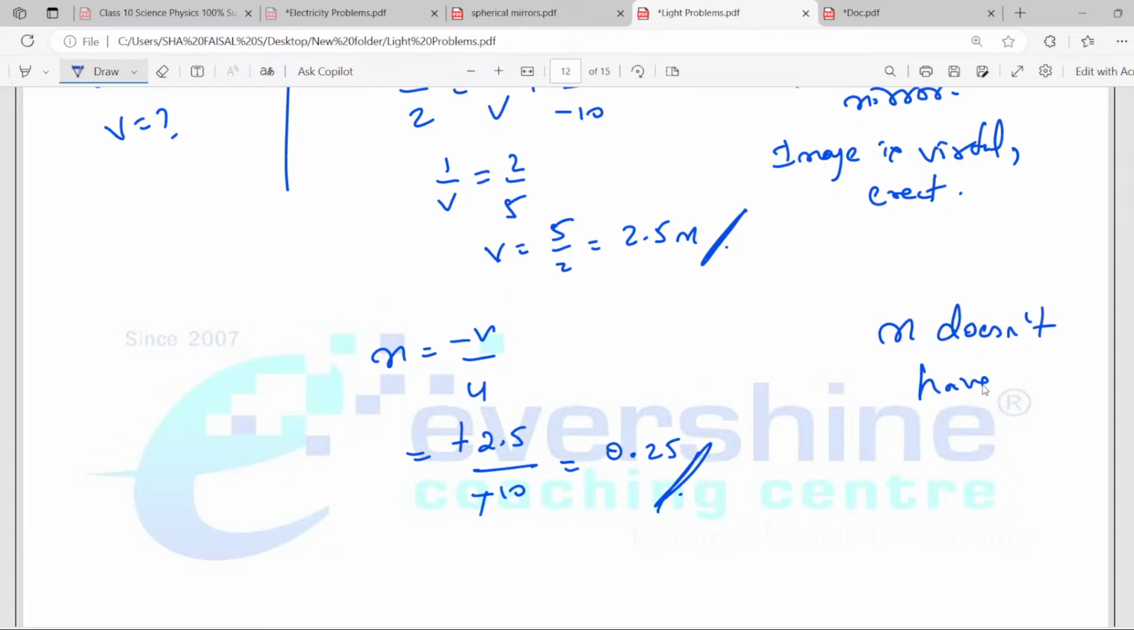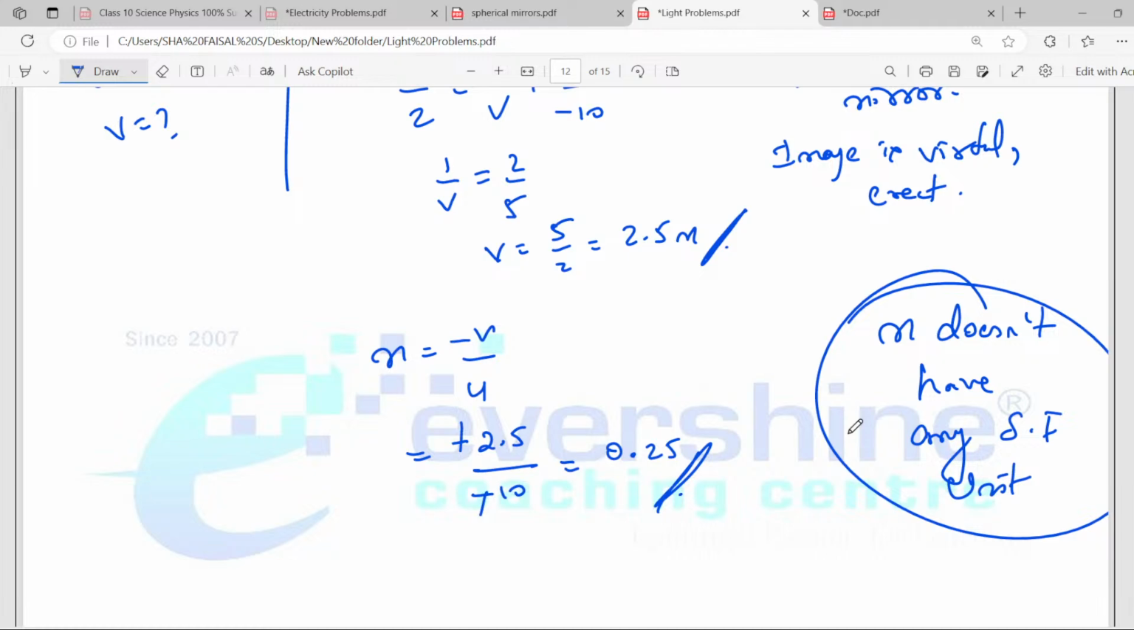Remember, magnification doesn't have any SI unit. No SI unit is there for magnification.